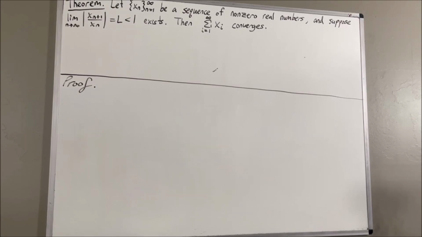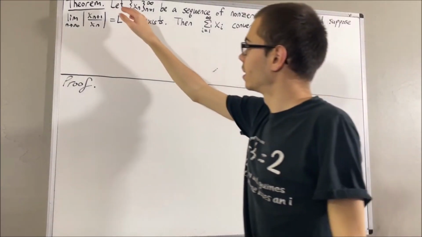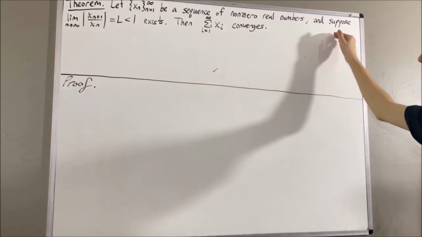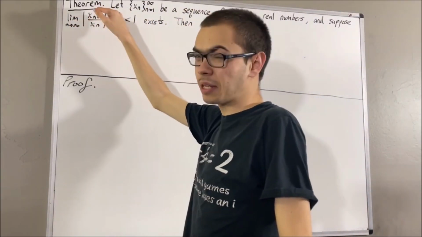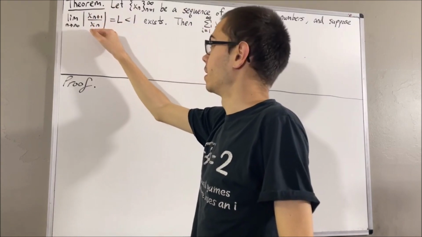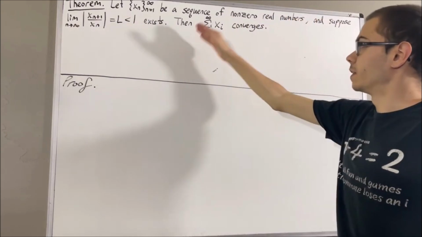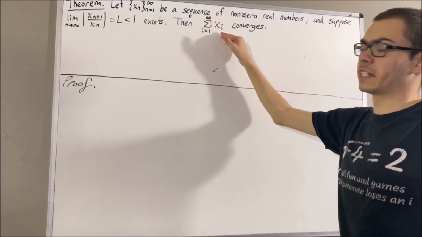Hello! In this video, we are going to prove the following theorem. Let xn be a sequence of non-zero real numbers, and suppose the limit as n approaches infinity of absolute value of xn plus 1 over xn converges to a value less than 1. Then, the infinite series from i equals 1 to infinity of xi converges.